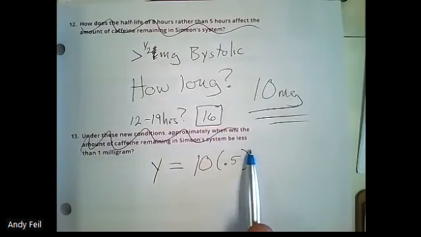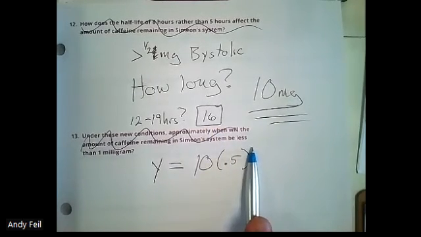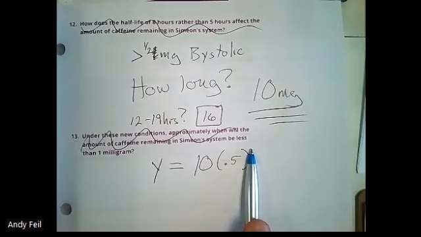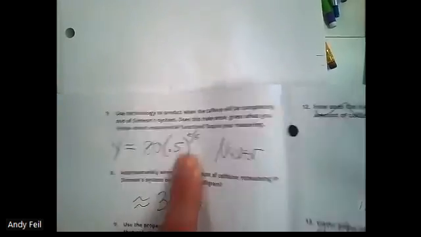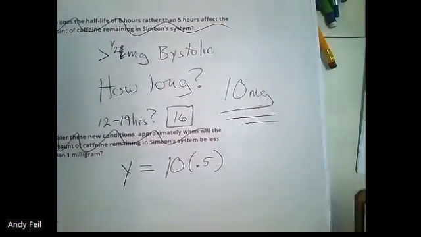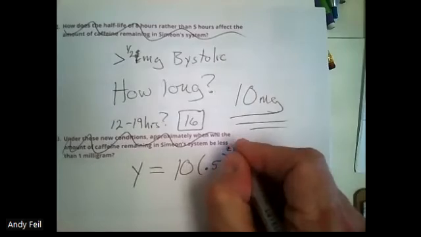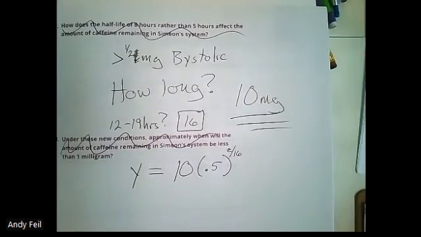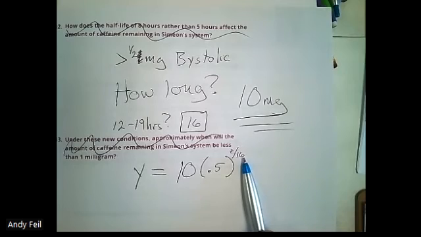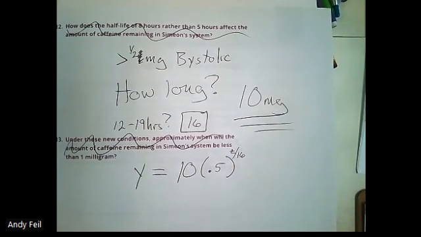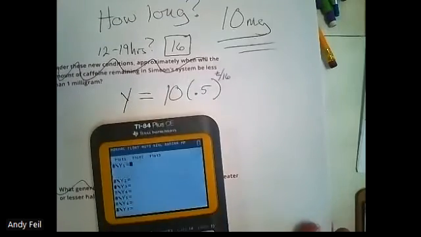What do I put for the exponent here, so that I'm not going by half-lives, but I'm going by hours? Remember in our previous problem, what did we use? We used T divided by what? 5, because that was the half-life. So what should we use this time? Excellent, write T divided by 16. There's our formula, right? We start out with 10 milligrams of Bystolic. The half-life is 16, so T divided by 16. All I got to do now is graph it.